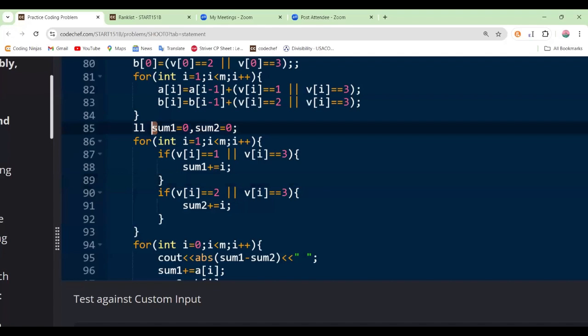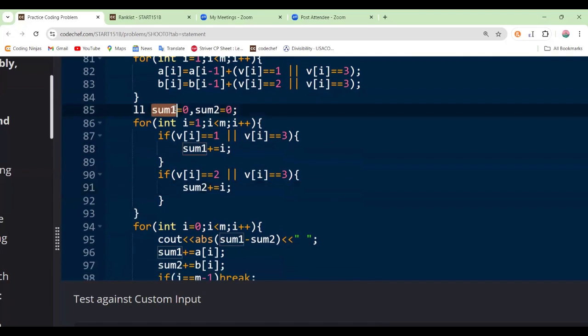So for the first cell, I took Archie's score as sum1 and crypto score as sum2. I just iterated over all the cells from 1 to m. If V of I is 1 or 3, I know that my index value will only get added, right? So sum1 gets added by I. And if V of I is 2 or 3, sum2 gets added by I. So now my sum1 variable has Archie's score, and my sum2 variable has crypto's score.